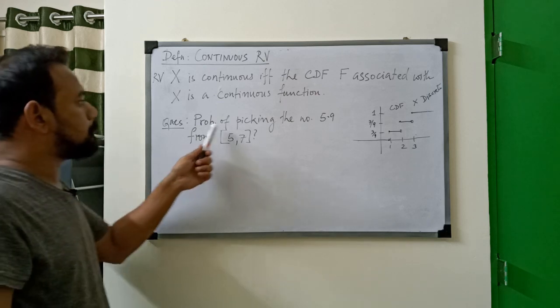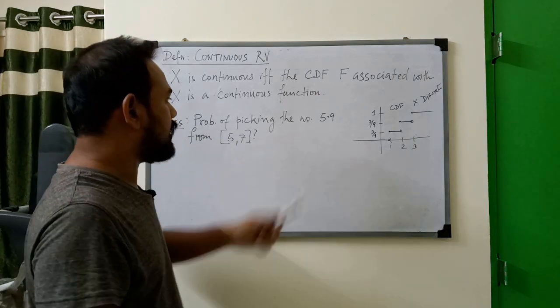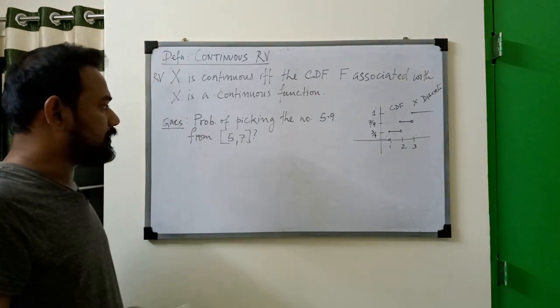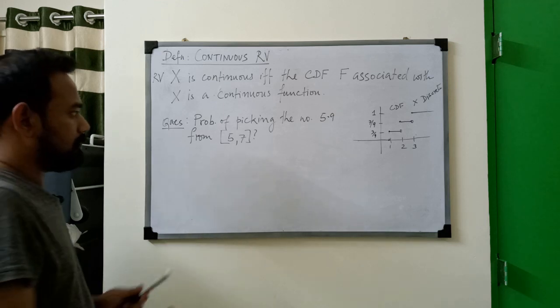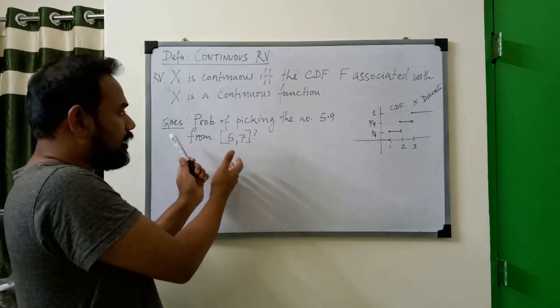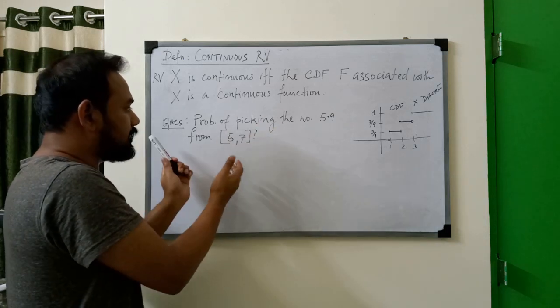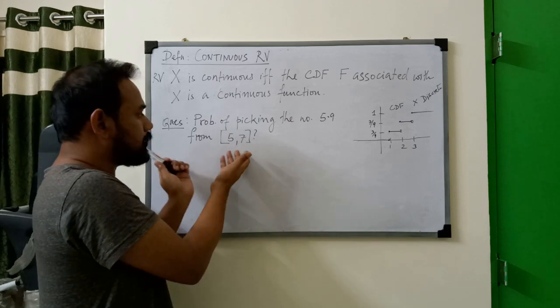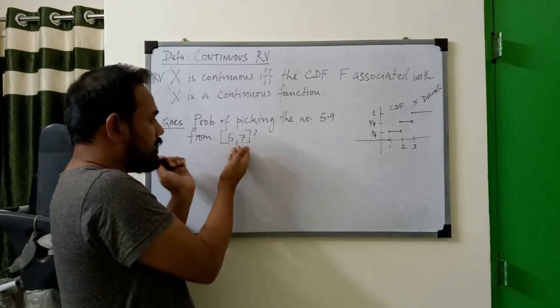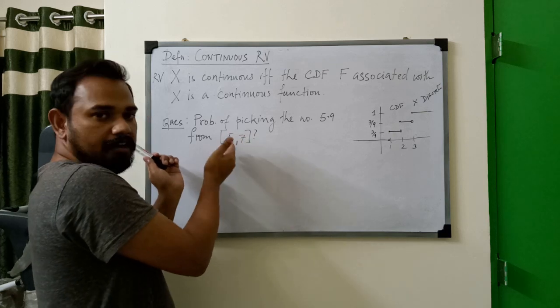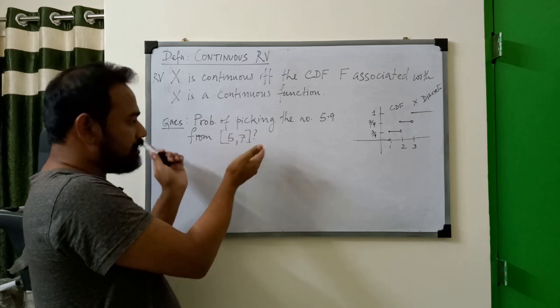So the question is, what's the probability of picking the number 5.9 from this interval? There are millions and millions, and actually an infinite number of choices, because there are an infinite number of numbers between 5 and 7, including 5 and 7.